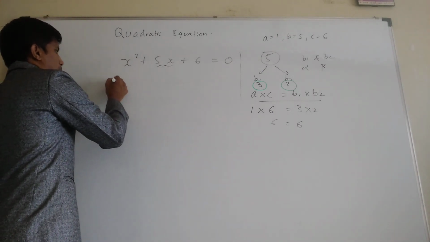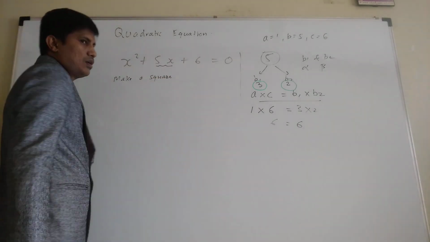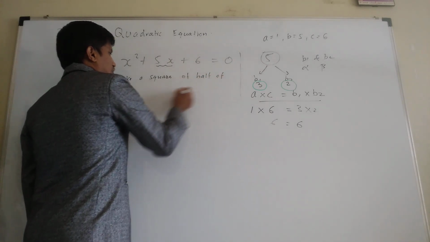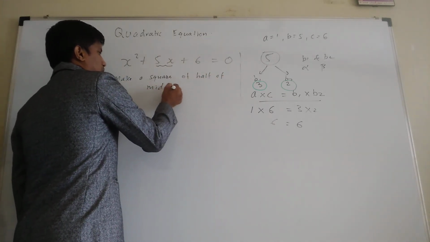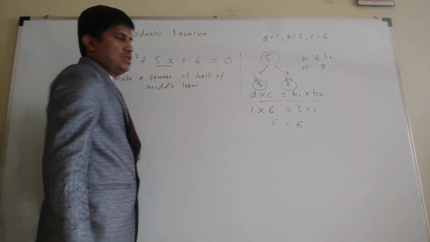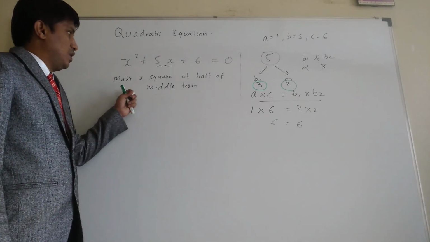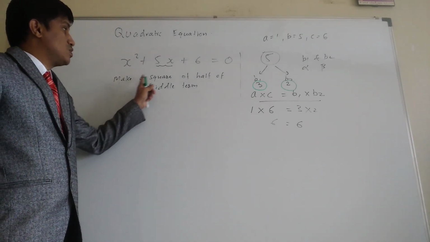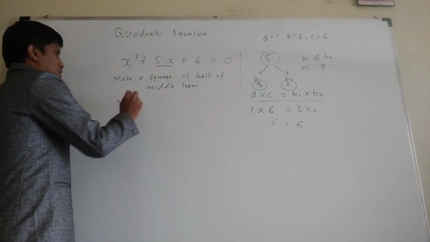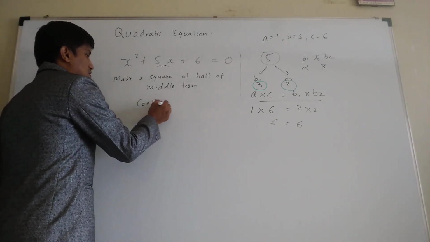It's very simple. Make a square of half of the middle term. Why am I writing this? Because this line is very, very important. Okay, keep it in your mind. You are not supposed to forget it for a lifetime, because this line is very important. What are we going to do? Make a square of half of the middle term. Okay, suppose, but what middle term? That is the coefficient of x.